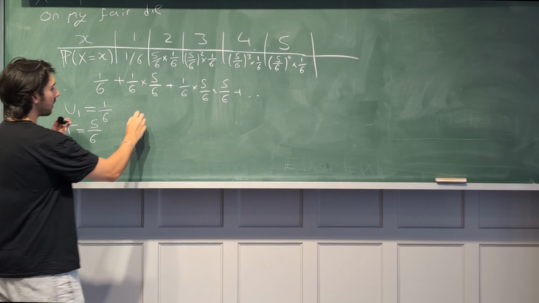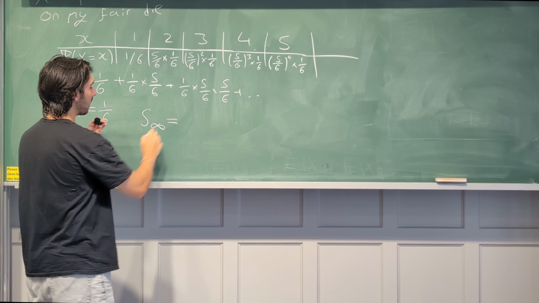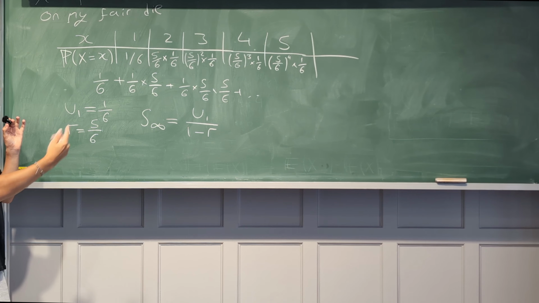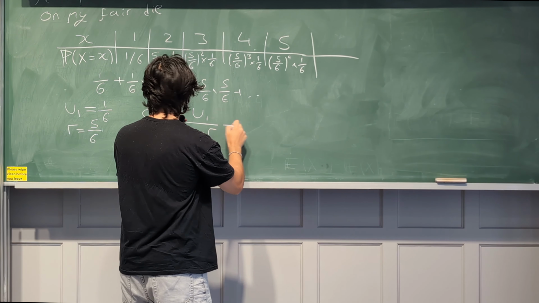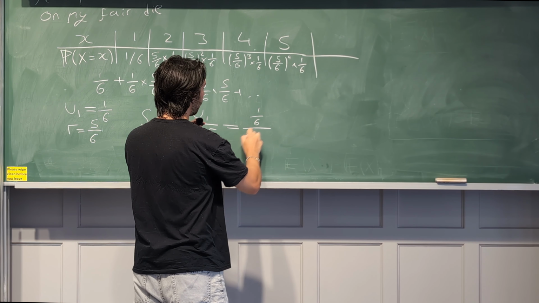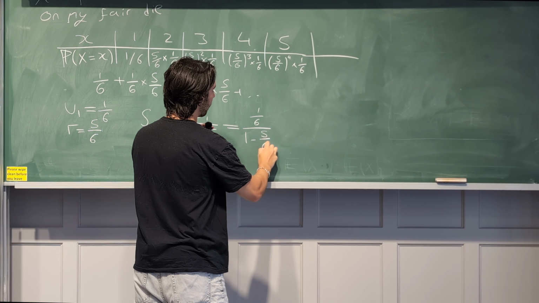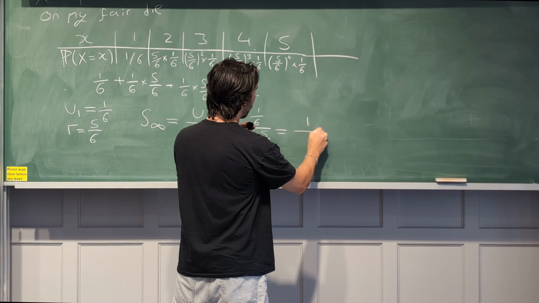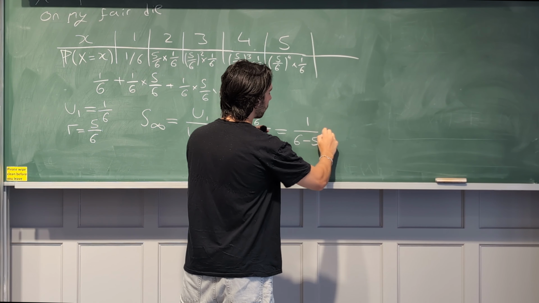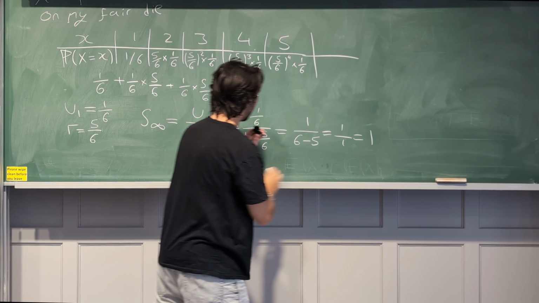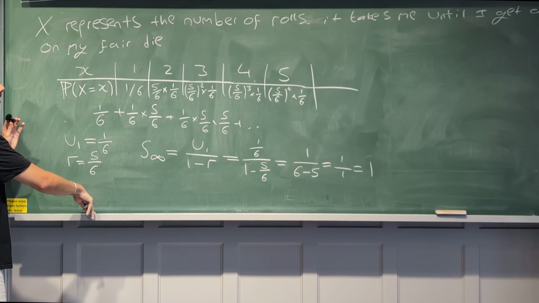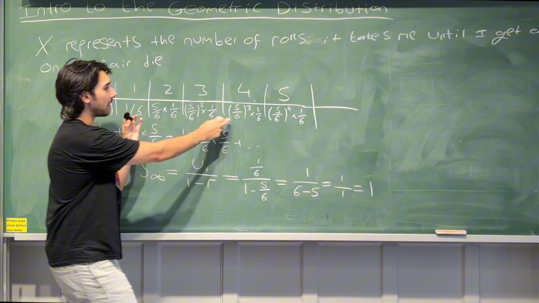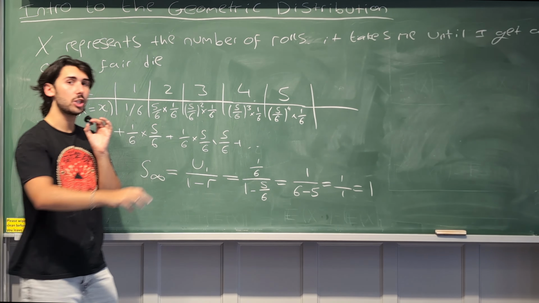And if I do the sum to infinity, the sum of all infinitely many, you guys might know this is the formula for it: U1 over 1 minus R, or A over 1 minus R. In this question, it's 1 in 6 over 1 minus 5 in 6. And if I times the top and bottom of this fraction by 6, just to simplify it, I'll get 1 over 6 minus 5, which is 1 over 1, which is 1. That means that this does indeed amount to a valid probability distribution, because all of these infinitely many values do add up to 1, which is pretty good.